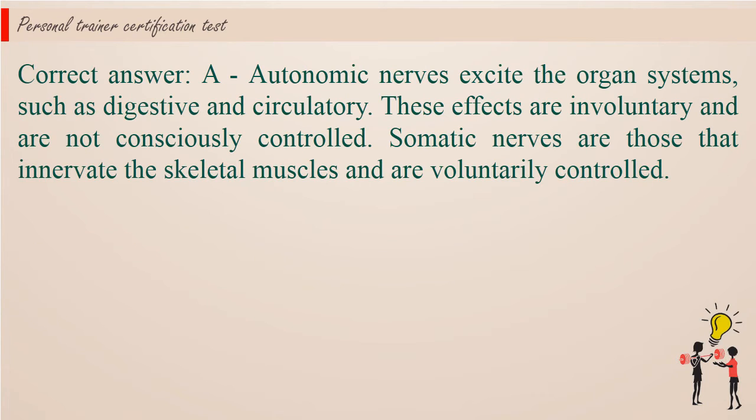Correct answer, A. Autonomic nerves excite the organ systems, such as digestive and circulatory. These effects are involuntary and are not consciously controlled. Somatic nerves are those that innervate the skeletal muscles and are voluntarily controlled.